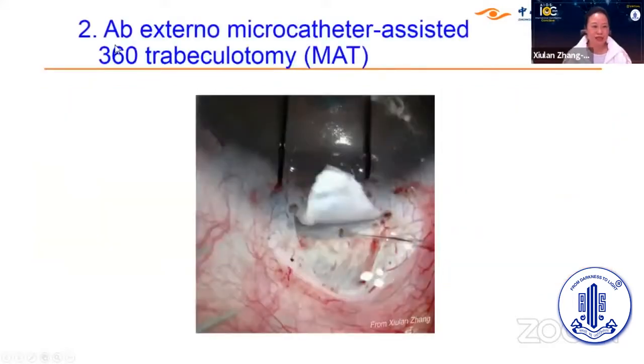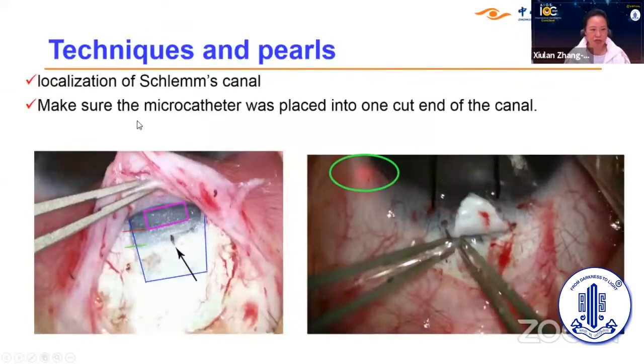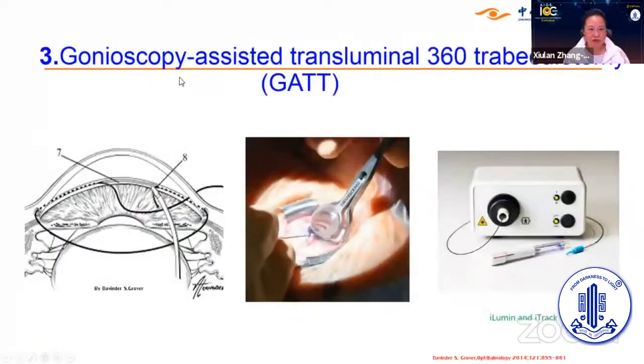The second surgery is ab interno microcatheter-assisted 360 trabeculotomy. We call it MAT. The same as the traditional trabeculotomy, the key step is to localize Schlemm's canal. We need to make sure the microcatheter is placed into one cut end of the canal. The third surgery is gonioscopy-assisted transluminal 360 trabeculotomy.